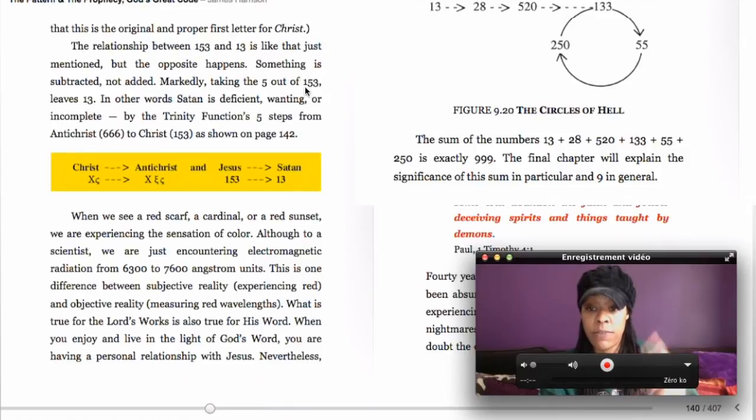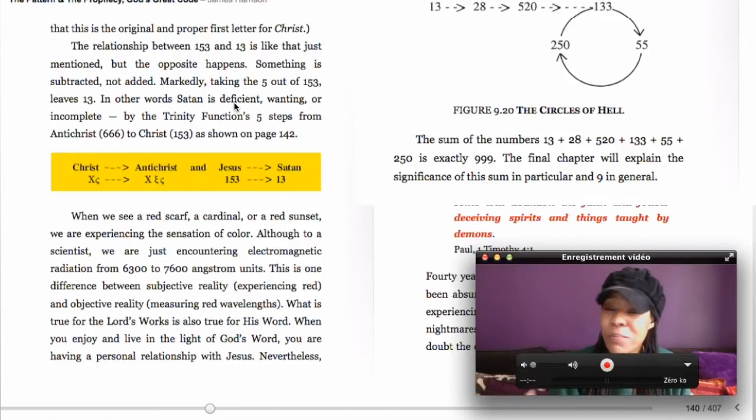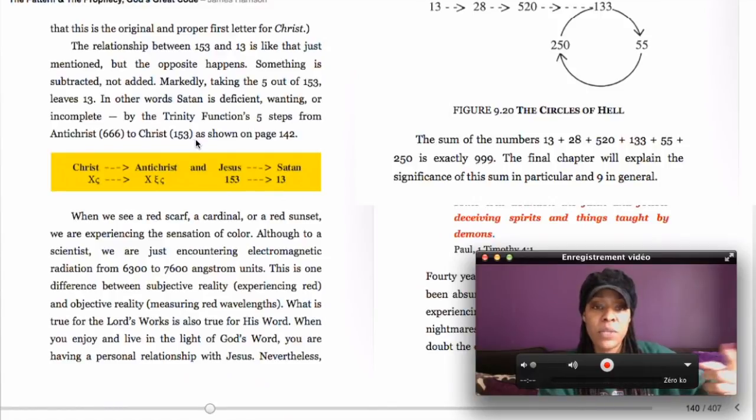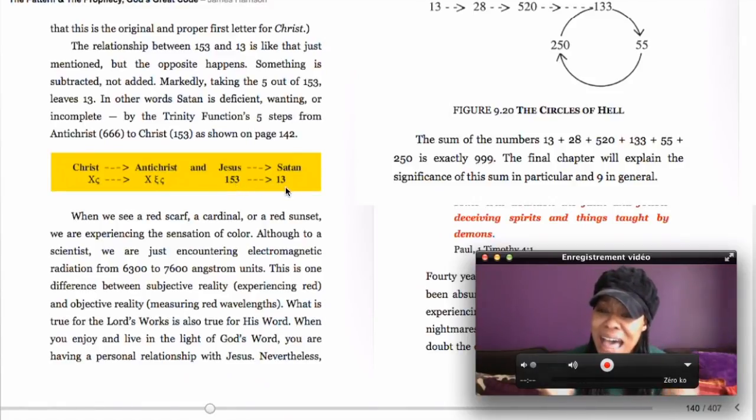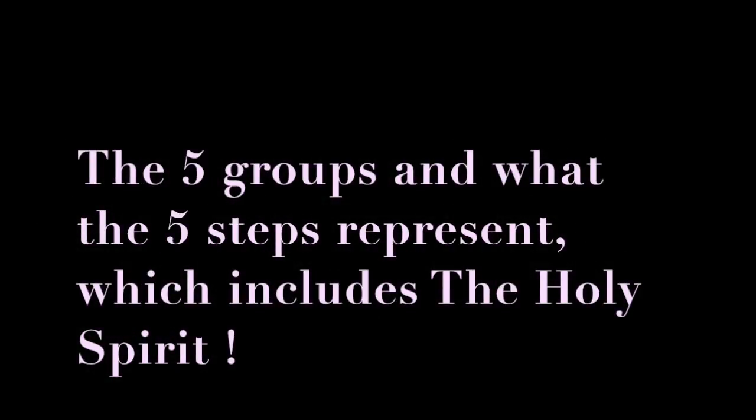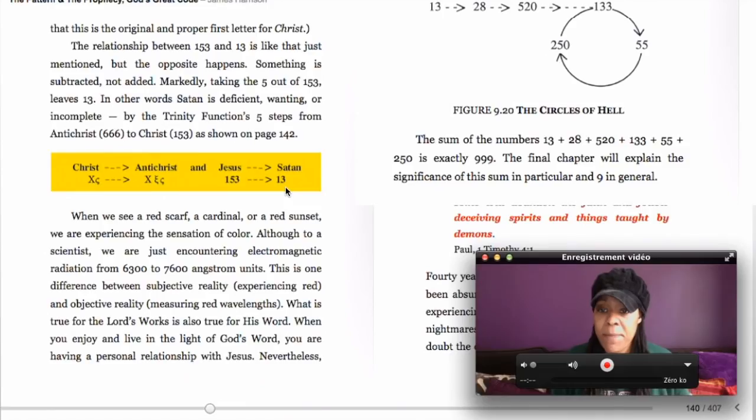So you have 3 digits, 1, 5, and 3. So when you take the 5 out of 153, what do you get? You get 13. Wow. So in other words, Satan is deficient, wanting, or incomplete. What? Right here. And the Trinity function 5 steps, like I just showed you a few minutes ago, shows that mathematically, but it also shows it this way. Yahushua is 153 and Satan is 13 because he doesn't have the 5. The 5 groups of the bridal army. We are Yahushua's Ephod. We are the weapon. We are the transformation.